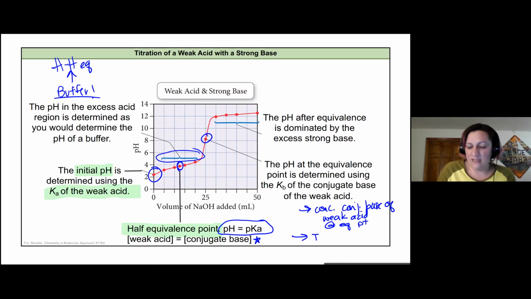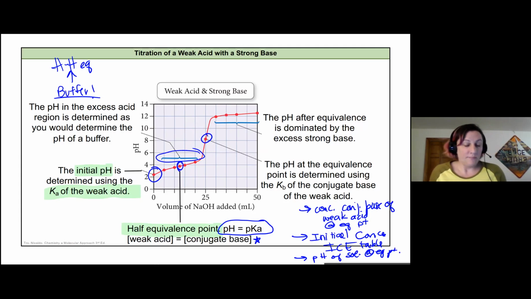That's going to be our initial concentration in an ice table. And we're going to use that to determine the pH of the solution at the equivalence point, which is a lot of steps. It's a fair amount of work.